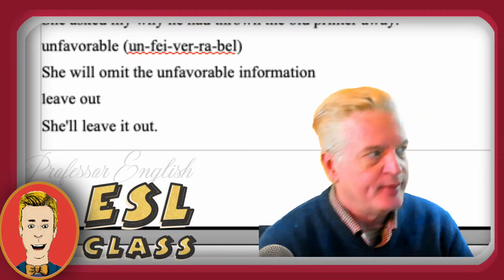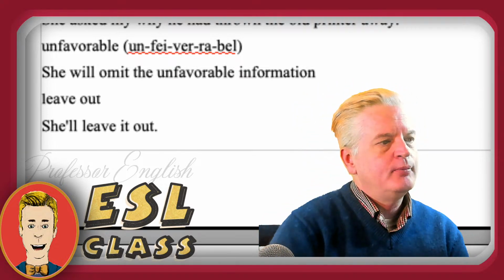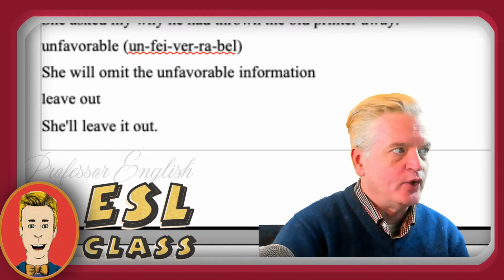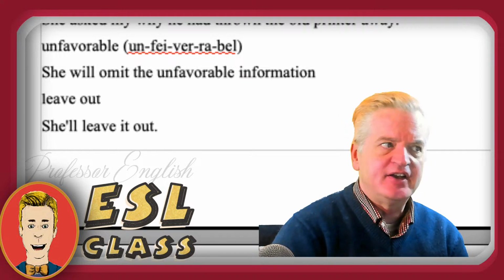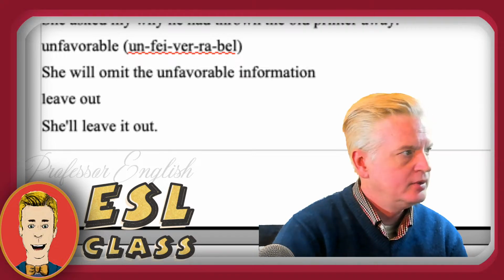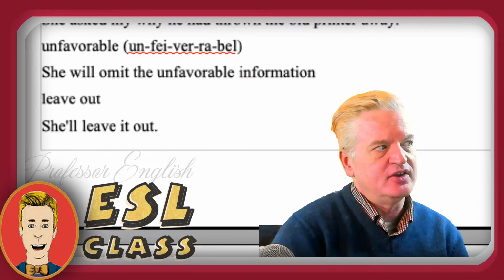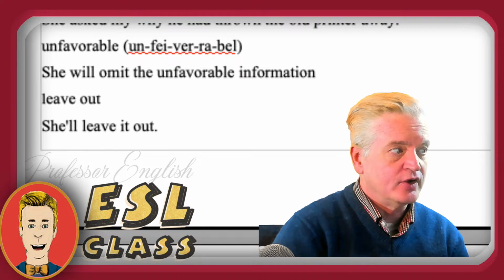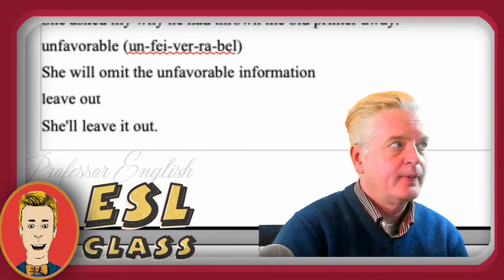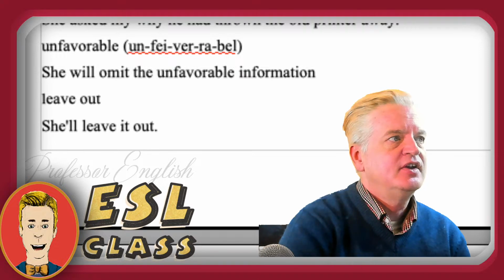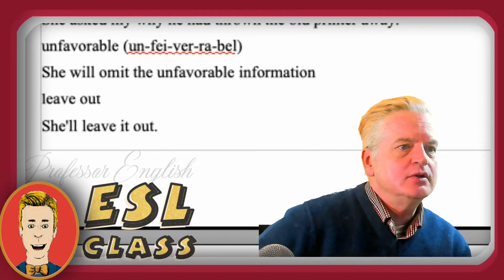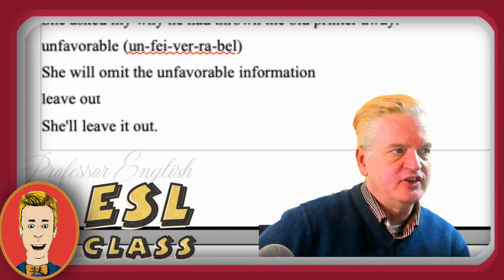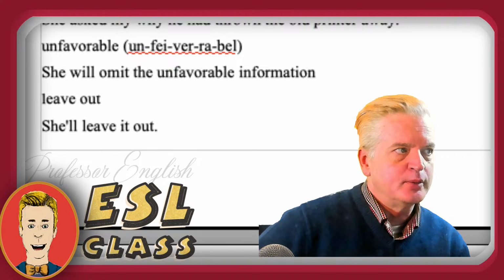And you can use the word omit in English. It's perfectly fine. But most of the time, I think we would prefer to use the phrasal verb leave out. Leave out means not include. So let's change this sentence, she will omit the unfavorable information, but let's use the phrasal verb leave out. How will you change that sentence? She'll leave out the unfavorable information.